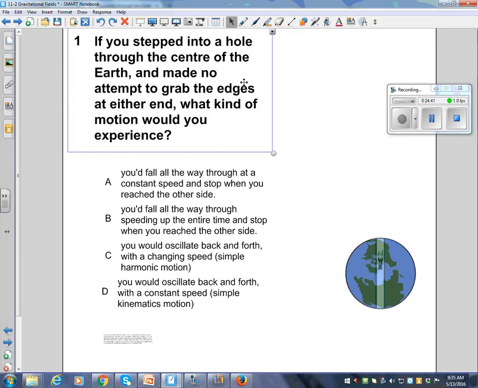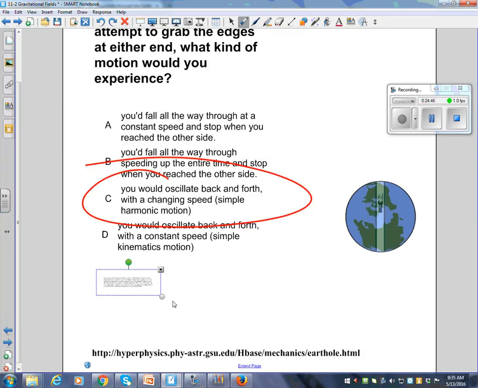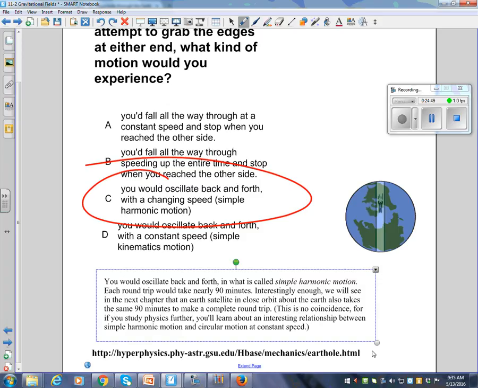C. The answer is C. You would oscillate back and forth with a changing speed. You would oscillate back and forth in what is called simple harmonic motion. Each round trip would take nearly 90 minutes, so 45 minutes there, 45 minutes back. Interestingly enough, we'll see in the next chapter, actually it's grade 12, that an Earth satellite in close orbit about the Earth also takes the same 90 minutes to make a complete round trip. So if you fall all the way through and back, 90 minutes. If you went all the way around and came back like that, also 90 minutes.